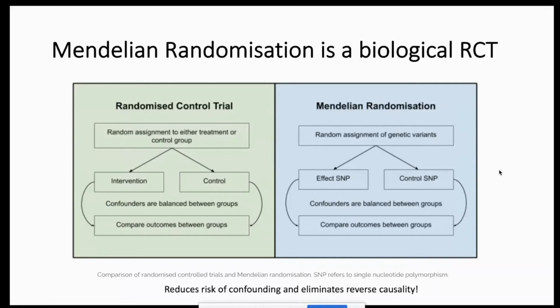The other thing to note is that because genes are assigned at meiosis, there actually is no potential for reverse causality here, because the outcome can only happen after the exposure, which is when your genes were assigned at meiosis. So that's a key point as well. Mendelian randomization as a biological randomized controlled trial reduces the risk of confounding and also eliminates reverse causality.